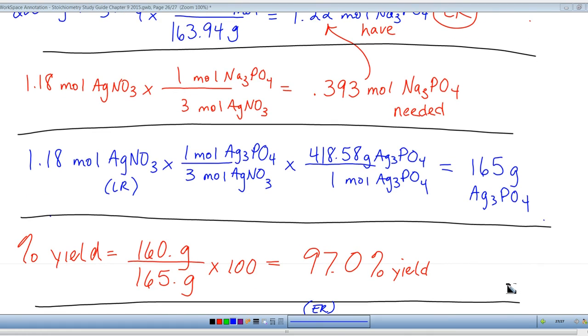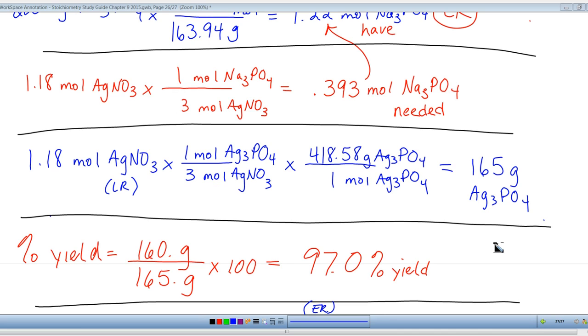This one was a lot better than the last one, huh? They tell you in the problem that 160 grams were formed or collected, but we should have gotten 165, which in reality, this is really good data. Usually in the lab, if you're within like 20%, plus or minus 20%, that's good data to me. This one's like 97% yield. That's good. First part of the question, check.